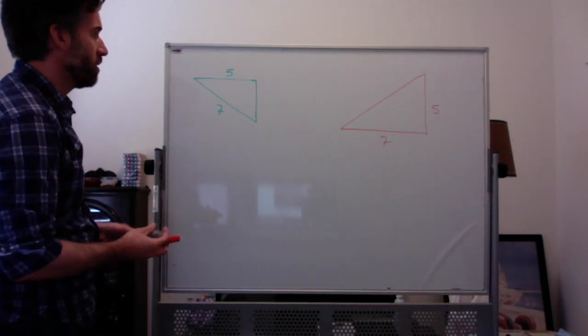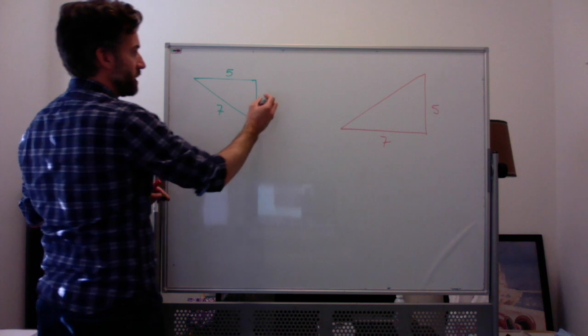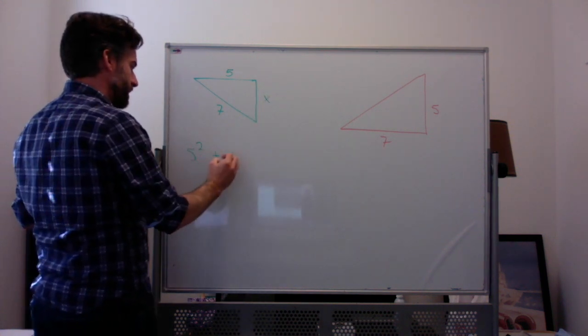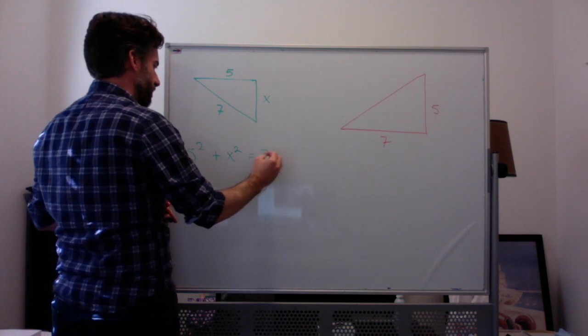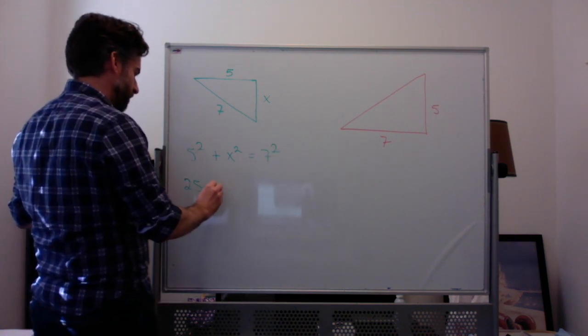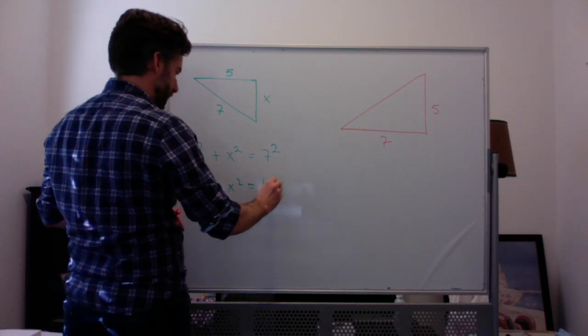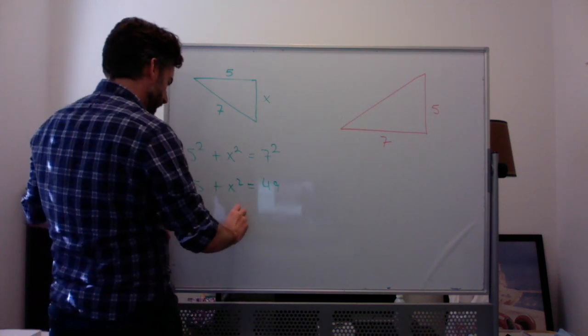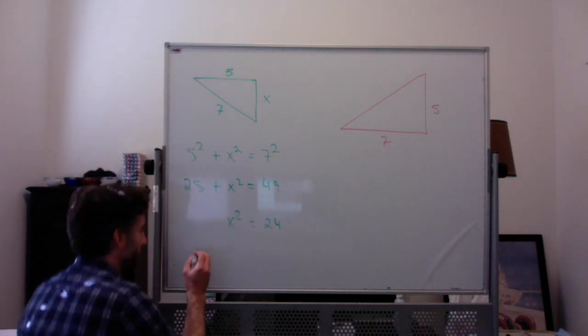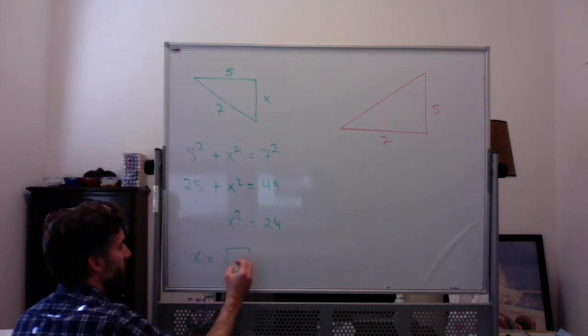Same deal over here. So here, the missing side is one of the legs. So I'm going to write 5 squared plus x squared equals 7 squared. Solving here, 25 plus x squared equals 49. Subtract 25. x squared is equal to 49 minus 25, which is 24. So x is going to be the square root of 24.